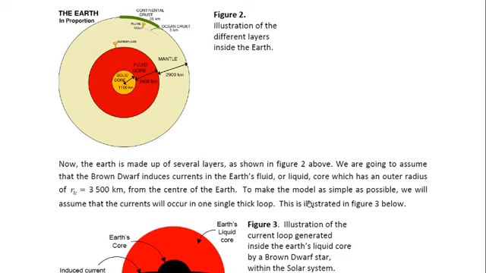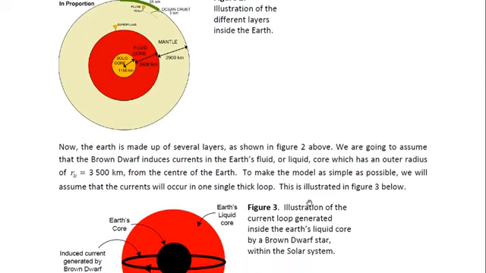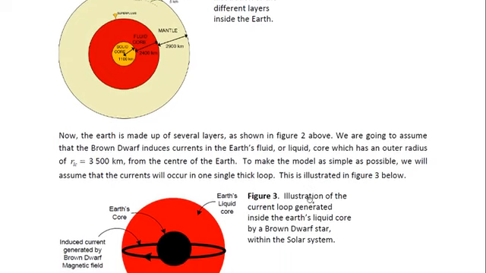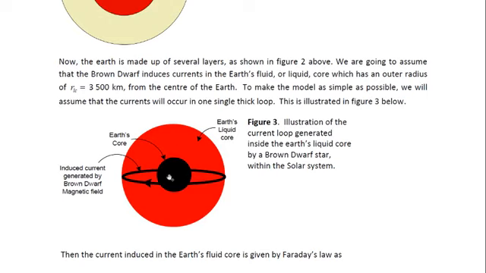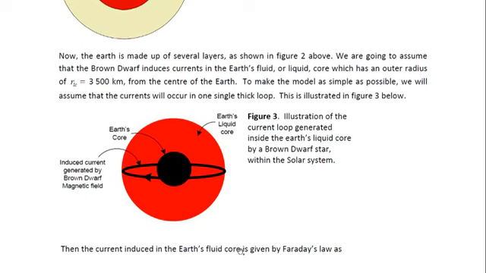To make the model as simple as possible, we will assume that the currents will occur in one single thick loop. This is illustrated here in this figure 3. So this is the Earth's solid iron core. This is the liquid core, and we are going to assume that the brown dwarf induces a current in the liquid core, and that it looks like a single loop current.